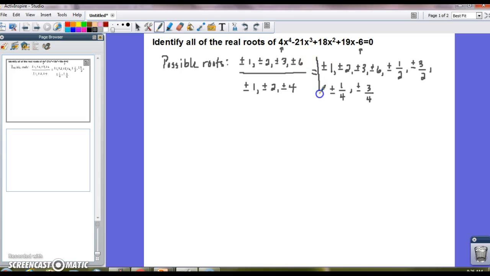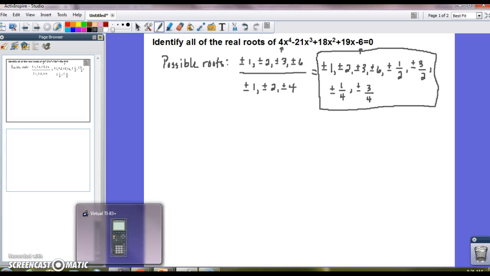That doesn't mean they all are roots. These are just all of the possibilities. Okay? And so now, there's a lot of possibilities there, right? I don't want to go through testing them all. What if I went through each and every one of these and I didn't get to one that worked until I got all the way down here? That's a lot of synthetic division you'd have to do to get there. So let me show you a quick way to help you get an idea of what your roots are going to be.